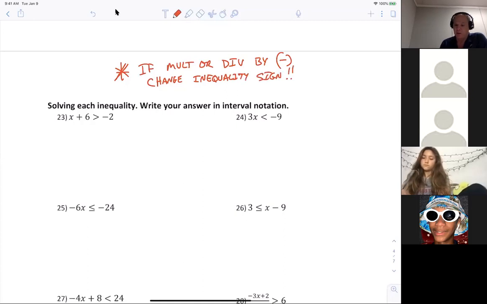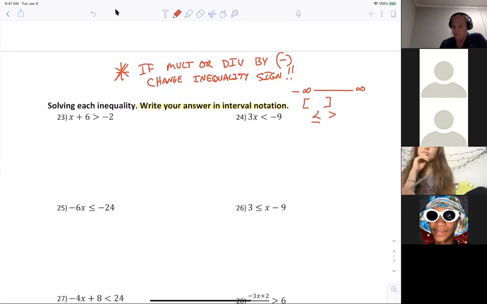And then the next thing, of course, is when you get to advanced math, we don't do number lines anymore. I'm not even going to make you do that. Everything is done in interval notation. So remember now, your number line goes from negative infinity all the way to what? Infinity. You also have to remember that brackets are used for less than or equal to or greater than or equal to. Parentheses are used when it's less than or greater than. Now let's go through the examples.